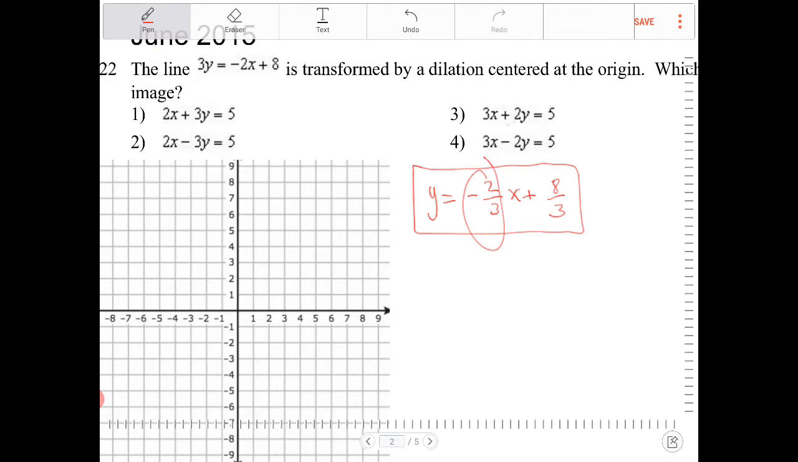It would definitely not be this, because if I subtract 3x from both sides and divide by 2, I will not end up with negative 2/3. It will definitely not be this one, because if I subtract 2x and divide by negative 3, I will end up with a slope of positive 2/3. So the only one that would make any sense is option 1.